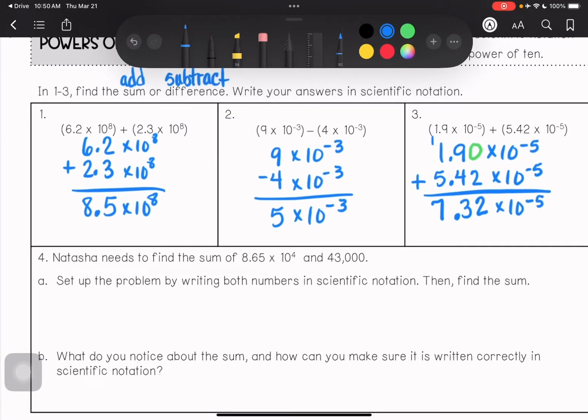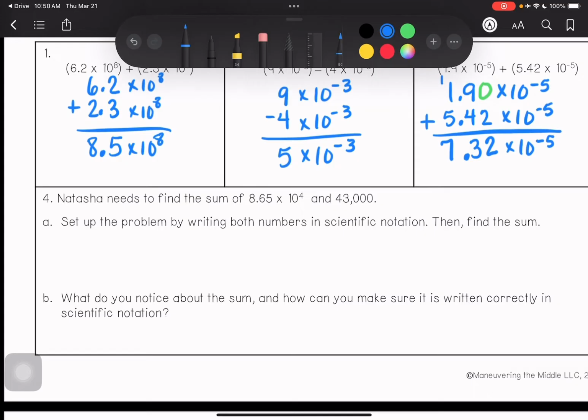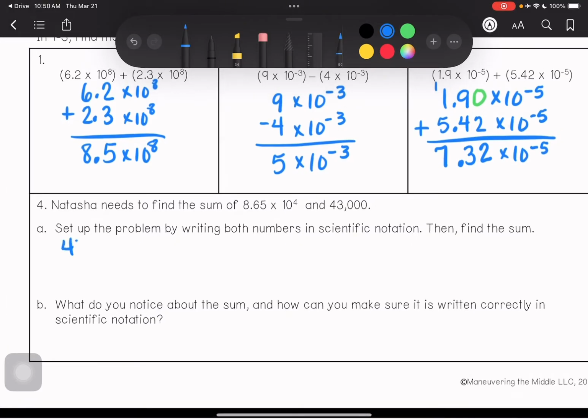Okay? Number 4, it says Natasha needs to find the sum of 8 and 6500ths times 10 to the 4th and 43,000. It says set up the problem by writing both numbers in scientific notation, then find the sum. So the only number that's not written in scientific notation is 43,000. So I want to write that as a number between 1 and 10. So my decimal needs to end up between the 4 and the 3.